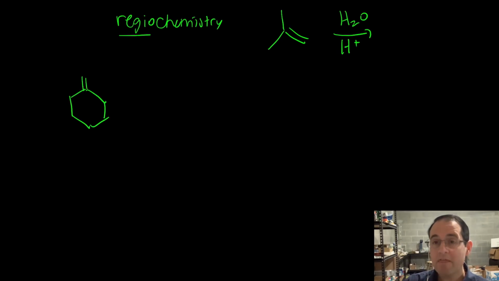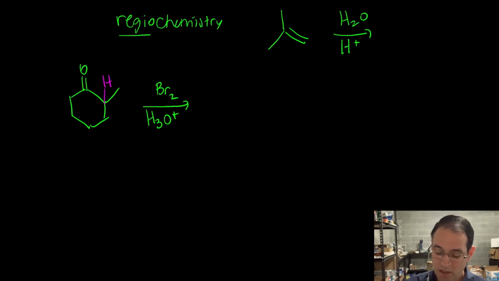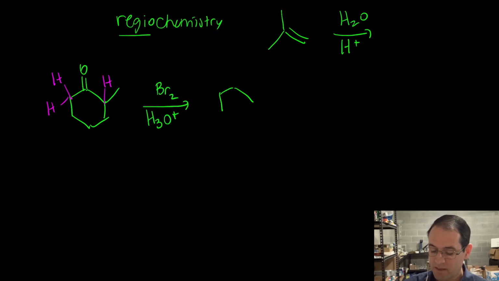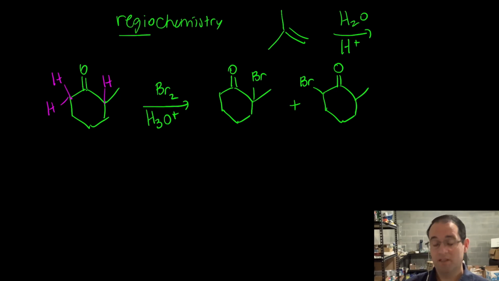Say we have methyl cyclohexanone, and we treat this with bromine, and let's do H3O plus once again. And you'll see that it's possible to replace the hydrogen on the right alpha carbon with a bromine, or it's possible to replace the left alpha hydrogens with a bromine. And so we could anticipate getting two possible products. Now, the major product turns out to be the one on the left.